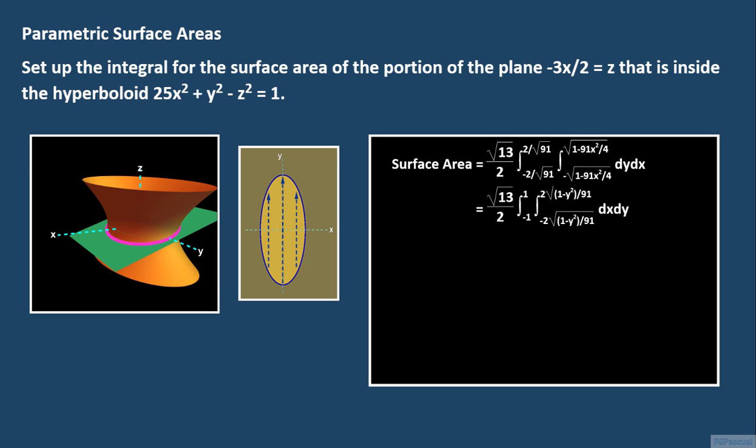We leave it as an exercise for the viewer to carry out the integration and find the exact value of the surface area. Actually, one can find the exact value of the surface area without having to carry out any integration at all. First, observe that the integrand for both integrals is 1. And so each double integral without the square root of 13 over 2 is simply the area of the elliptical region. For the area of an ellipse, we just need the semi-major and semi-minor axes.